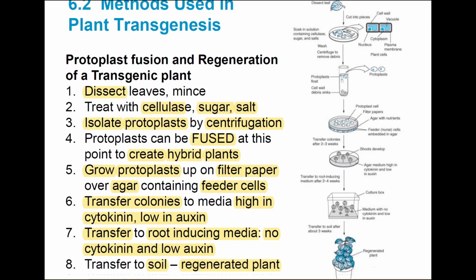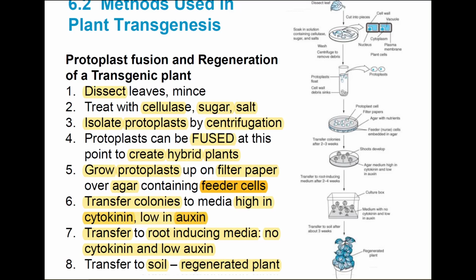Throw protoplasts up on filter paper over agar containing feeder cells, which is shown here. Feeder cells are also called nurse cells. So these are cells that are producing factors that the protoplast cells need in order to develop into a full plant. Okay, this is relatively easy to do with plants. Much harder with animals and much harder with mammals. Throw protoplasts on filter paper over agar containing feeder cells, transfer colonies to media high in cytokinin. We'll talk more about cytokinin. This is not a cytokine. Cytokines are something totally different.